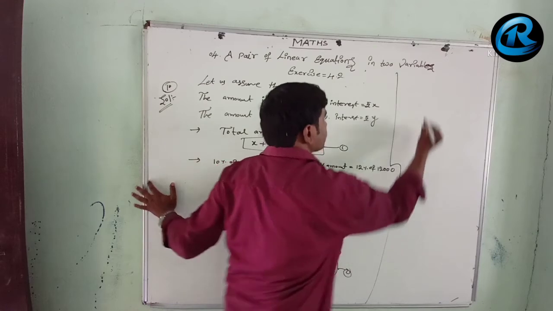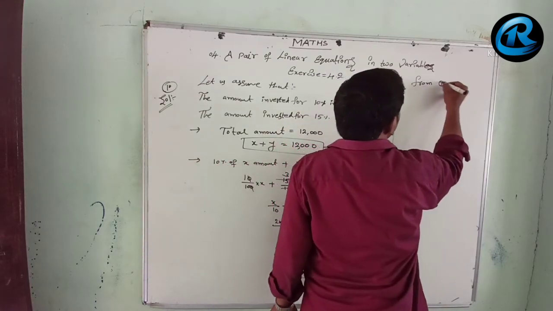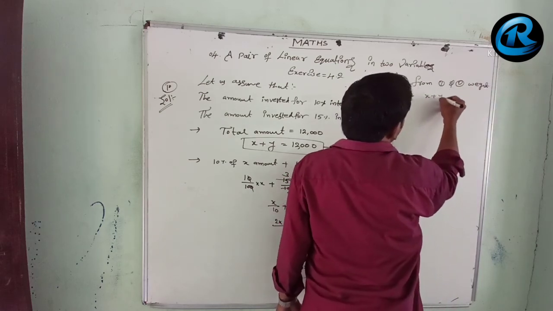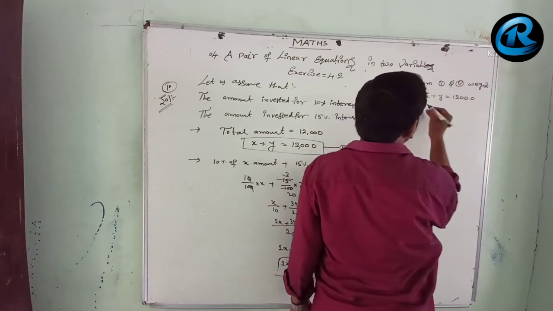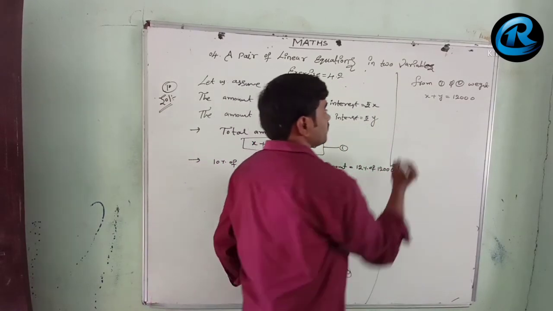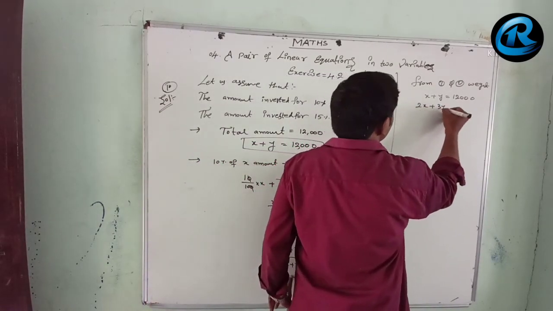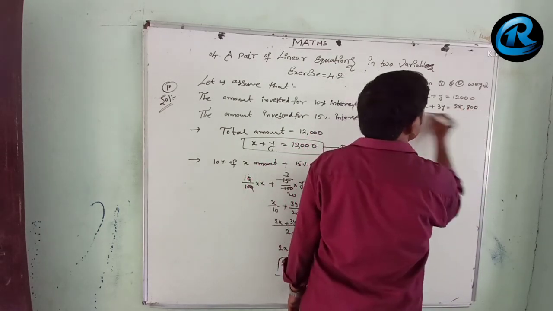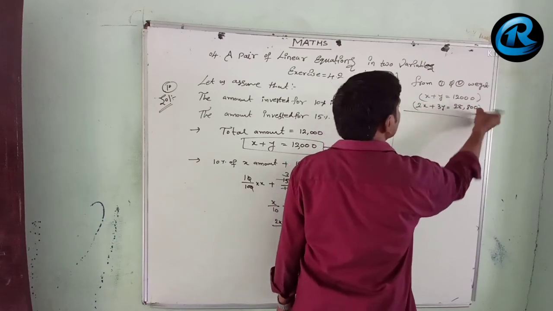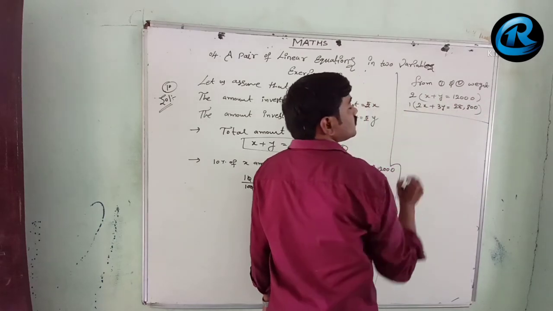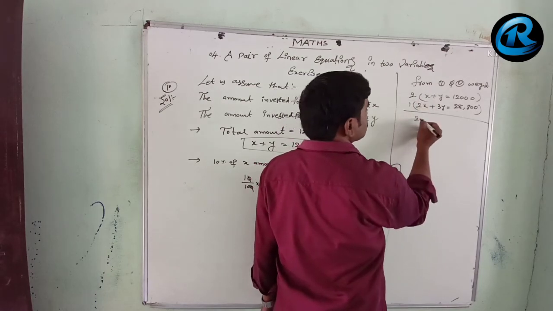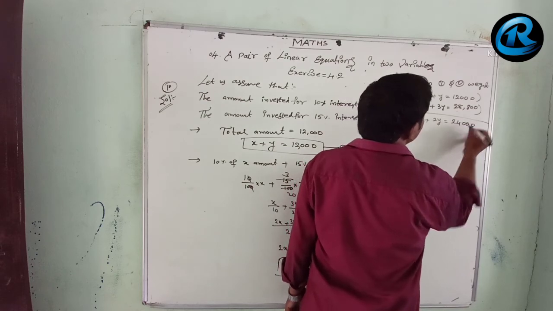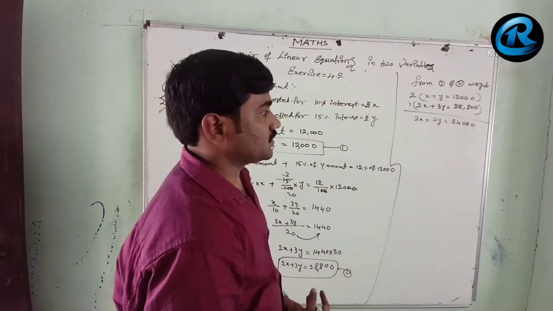From equation number 1 and 2 we get X plus Y equals 12,000 and 2X plus 3Y equals 28,800. Let us make the X coefficients equal. Multiply equation 1 by 2: 2X plus 2Y equals 2 into 12,000, which is 24,000.